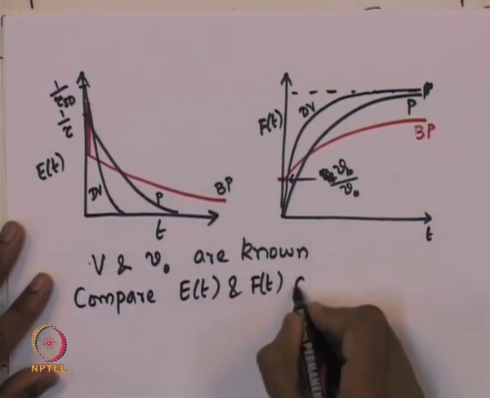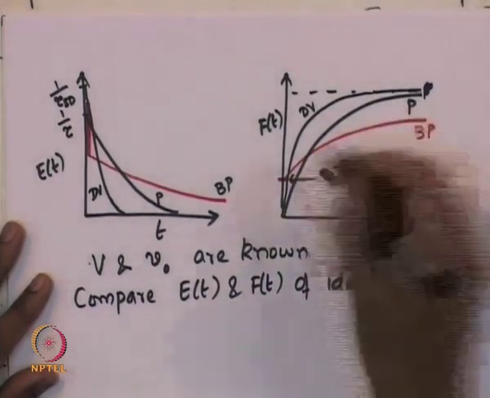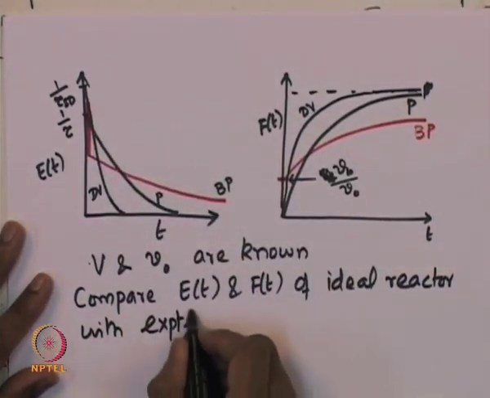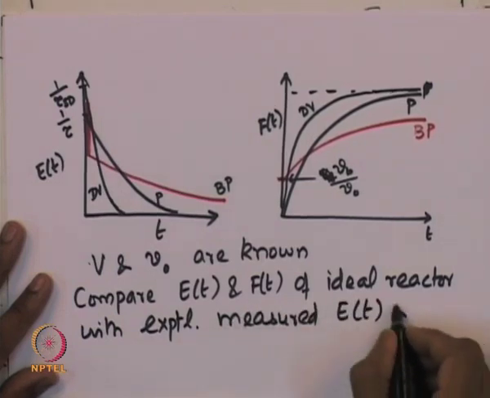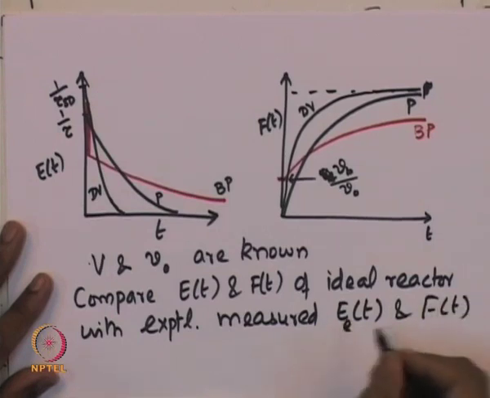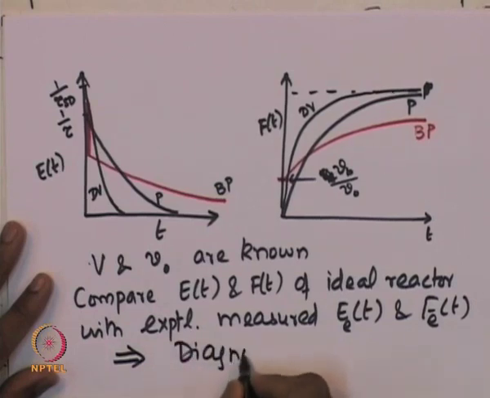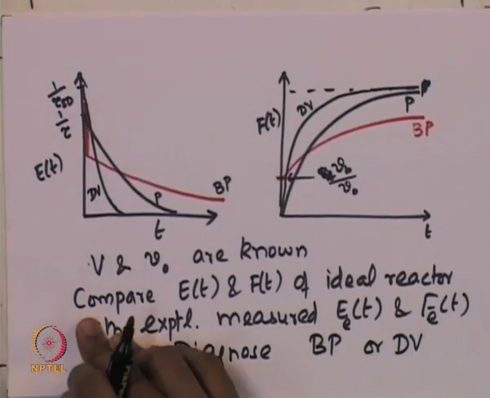The E and F curves of the ideal reactor, the ideal CSTR, that is the perfect operation, can be compared with the experimentally measured E and F curves. I put a subscript E for experimentally measured. So, one can compare the experimentally measured RTD functions with the RTD functions of the ideal reactor, and that can be used to diagnose the presence of bypassing or the presence of dead volume inside the CSTR.